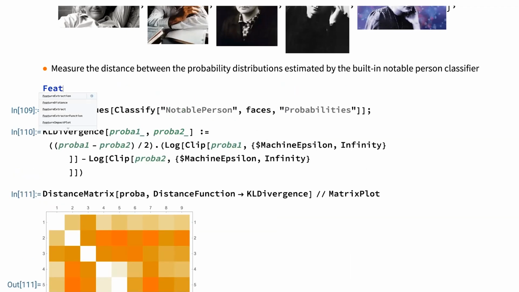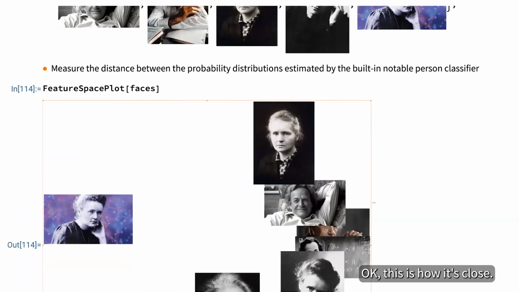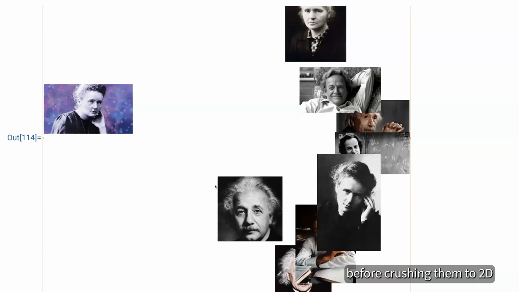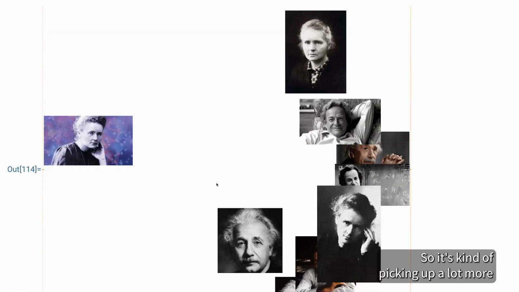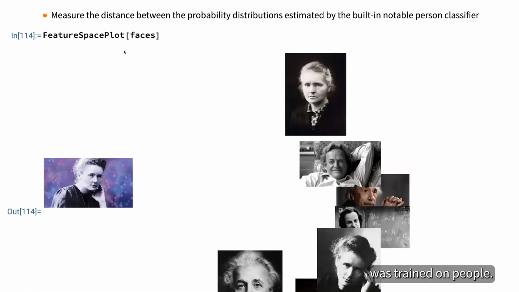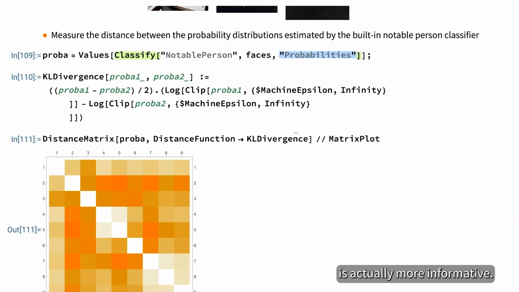We can do, for example, a feature space plot on faces, which is something I did before. And okay, these are all a bit close. So this is interesting. See, the network that is extracting information from images before crushing them to 2D was trained on objects, animals, plants, not humans specifically. So it's picking up a lot more on the difference in background than the difference in what people actually are. While the notable person classifier was trained on people, so using these probabilities as features to build the clustering is actually more informative.